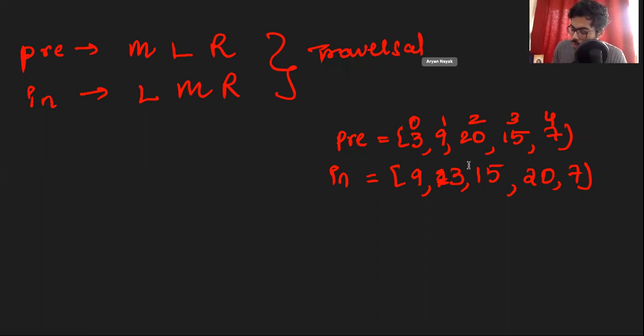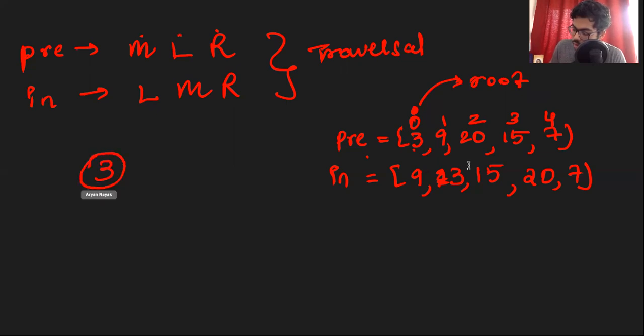Now, in this one, we can see that pre would always be in the fashion middle, left, and right. So from this, I can understand that in this array, the zeroth index would be the middle element. That means it is the root of the tree. So making it the root of the tree.